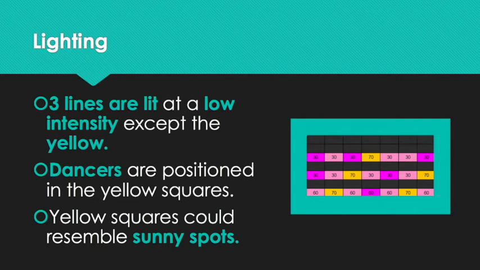In section 2, the lighting is dimmed, initiated by the gong. The 3 lines are lit, but the squares are very low intensity except the yellow. The dancers are positioned in the yellow squares, which could resemble sunny spots. Why do you think Galeli chose yellow-coloured squares for the dancer to perform in? What kind of mood do you think the lighting creates? Think about the choreographic intention and stimulus of the piece.